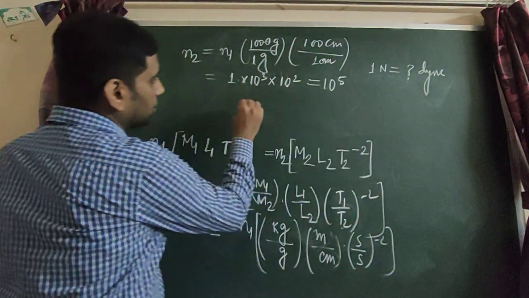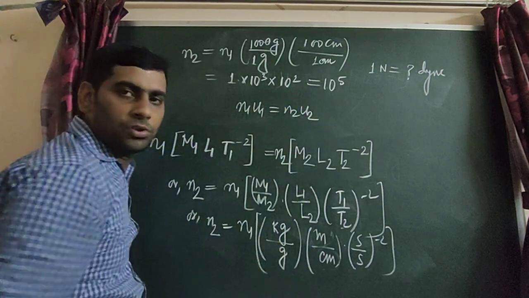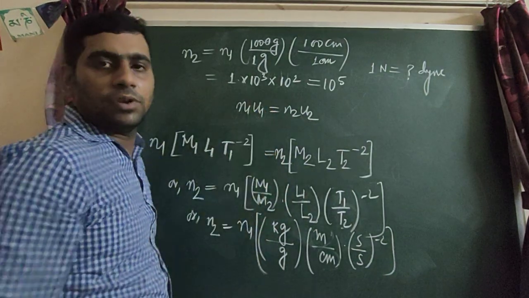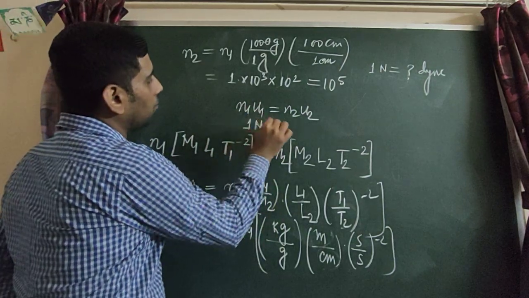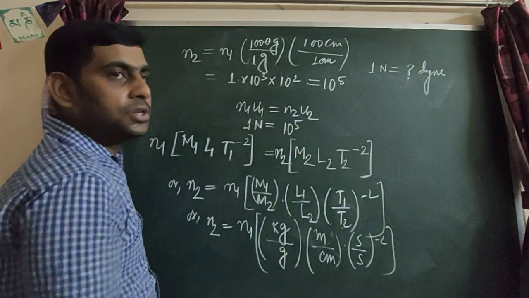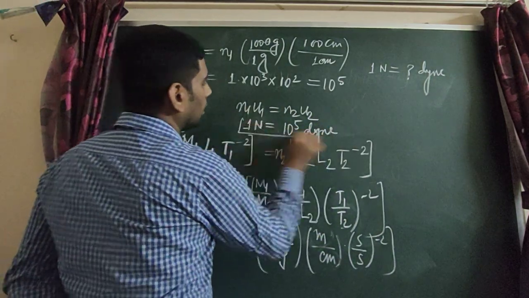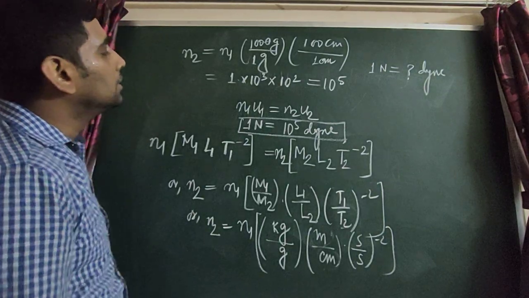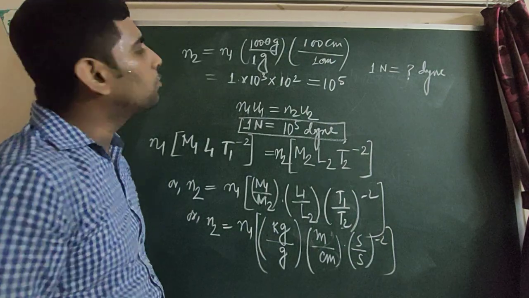Correct? So now the equation, if you remember, I have written N1 U1 equals to N2 U2. So in case of force, U1 stands for the unit in SI system, that is Newton. Value of N1 is 1. So 1 Newton equals to value of N2, 10 to the power 5, and U2, that is the unit of force in CGS system, dyne. So it can be shown from here by using dimensional analysis that 1 Newton equals to 10 to the power 5 dyne. So there are many more applications like this.